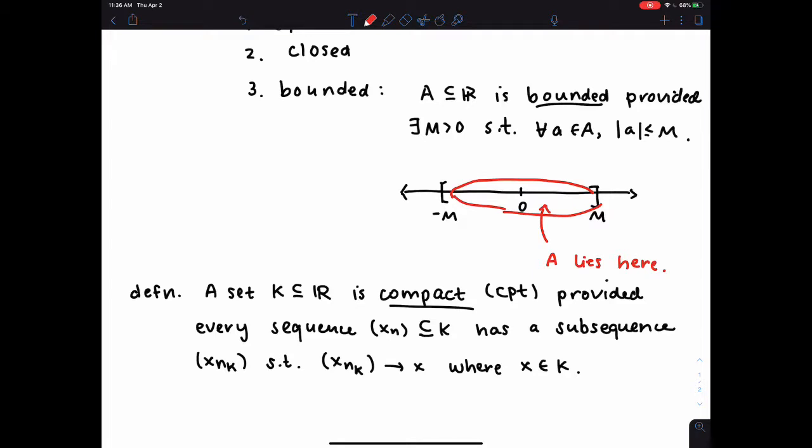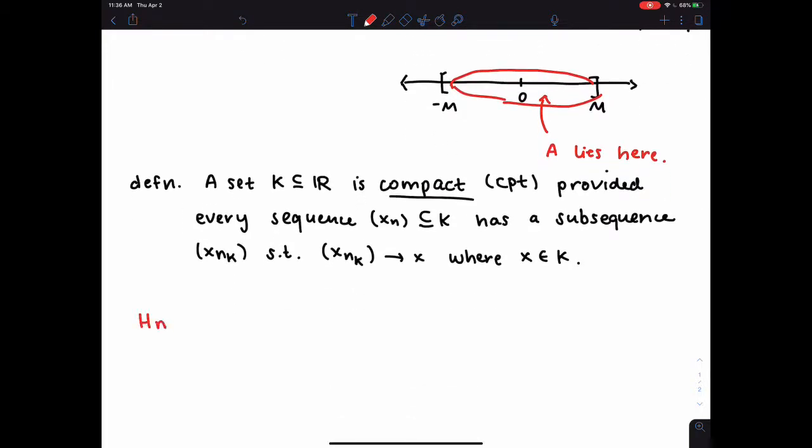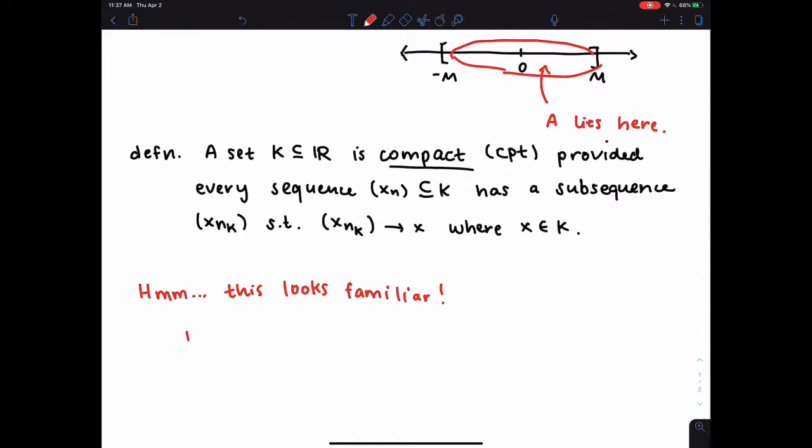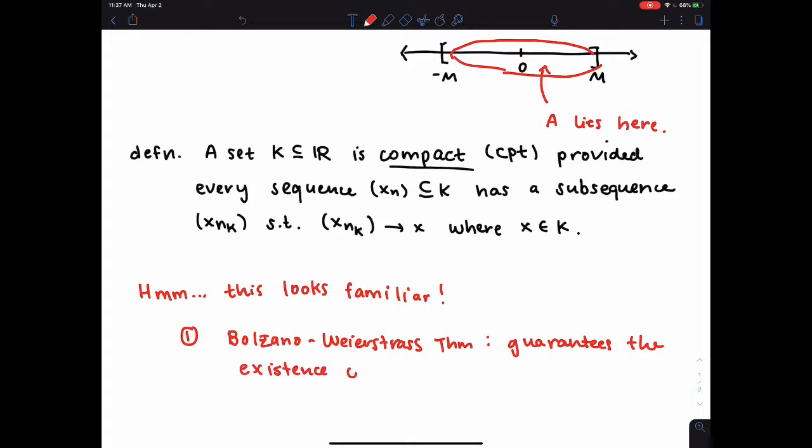At this point, looking at the definition, you should be saying, this looks familiar. There are two things going on here that should sound like things we have done before. The first is the existence of a convergent subsequence. So remember that the Bolzano-Weierstrass theorem could be used to guarantee the existence of a convergent subsequence when a sequence is bounded.